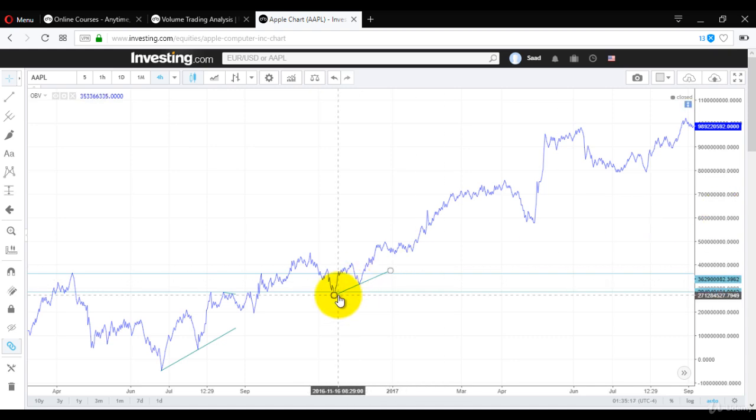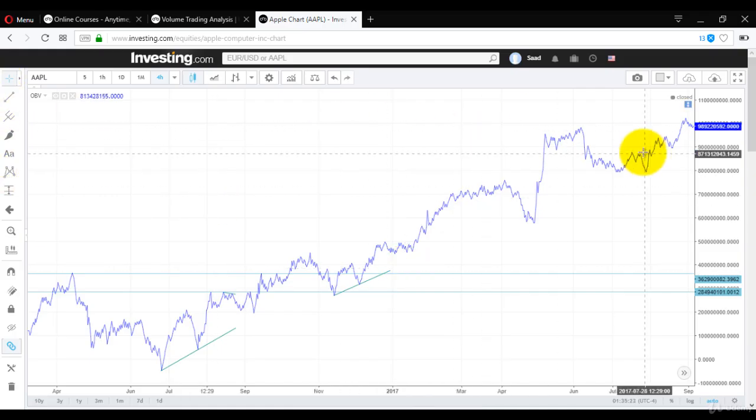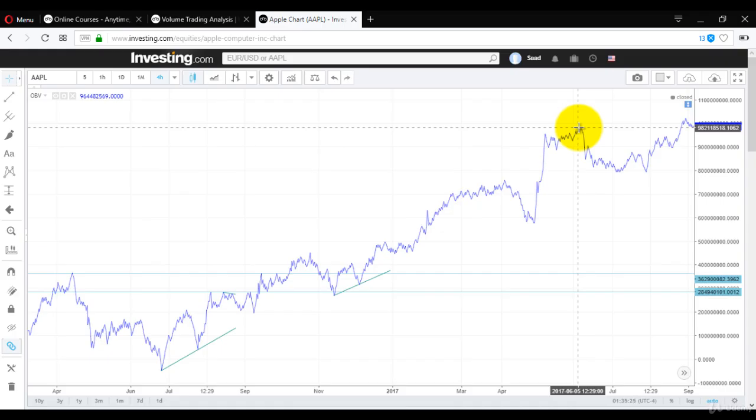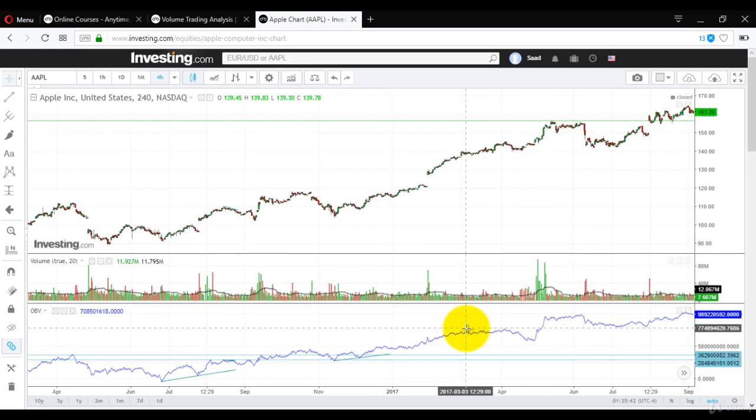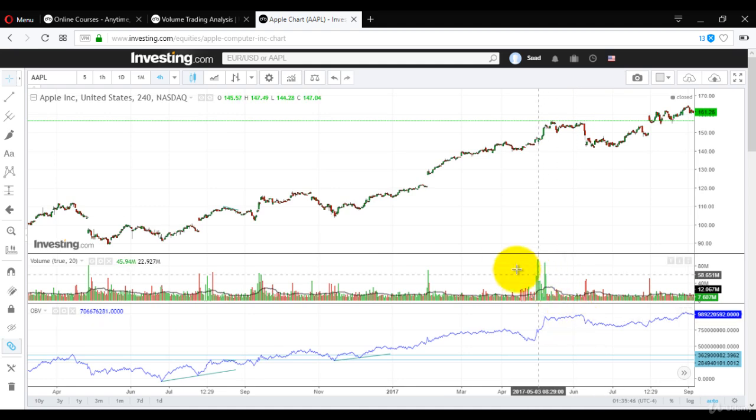If the two lows going like this tell you that it's a good moment, then with such a gap, this is June 2017 and this is August 29, that is a two-month gap, and it goes straight up and doesn't rise up but comes back down. This is a trap. This is the OBV trap. And you might ask me, how do I know that? Just look at the volume.